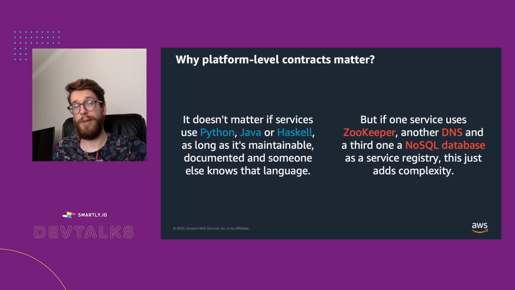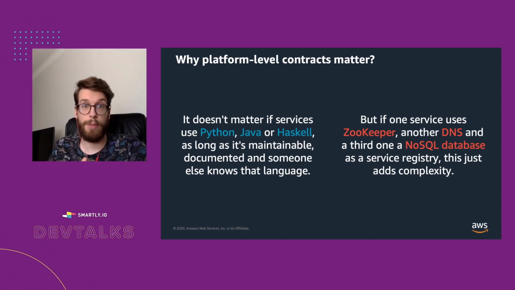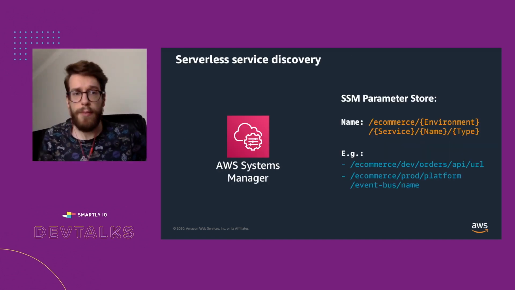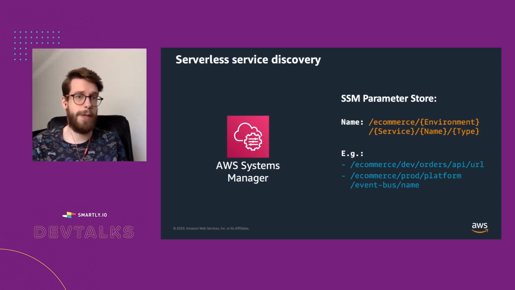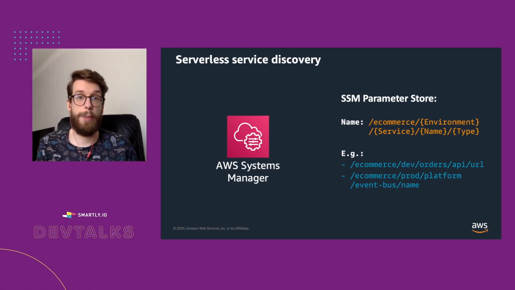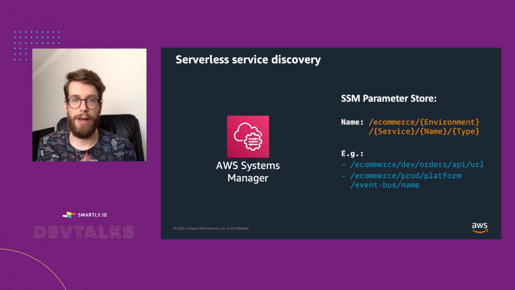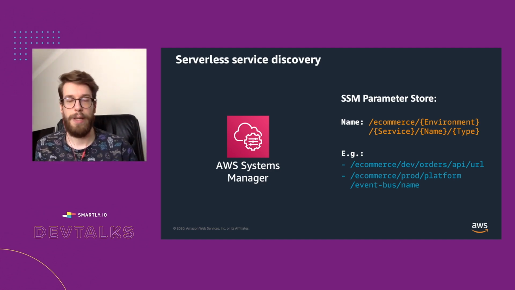Having a central way of doing service discovery, for example, simplifies a lot, because everyone understands that's how I should publish information about my service so people can find it, and that's how I should consume it. It makes it much easier. And for this, I've used a service called AWS Systems Manager, and it has a feature called Parameter Store. It's a simple key value store, and that's all I need for service discovery, really, where you have a name and you have a value. You create a name, you get the value.